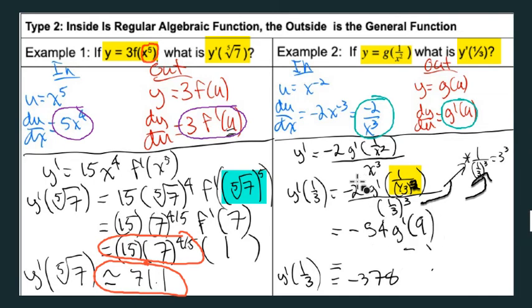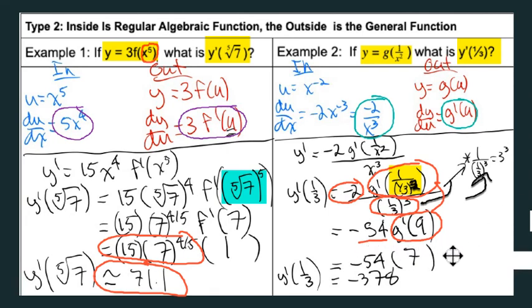So what I would end up with is negative 2 multiplied by what that is worth. That's worth 27. So negative 2 times 27 is negative 54. And then this thing here just becomes g prime at 9, because 1 divided by 1/3 squared is 9. So now I go to my table. I go to x equals 9, and then I go down until I get to g prime. Negative 54 multiplied by 7 is negative 378.